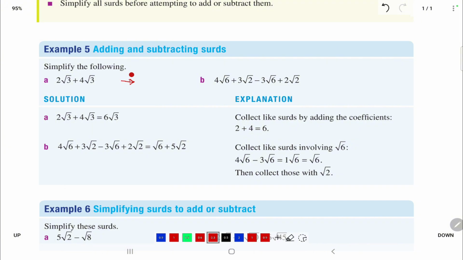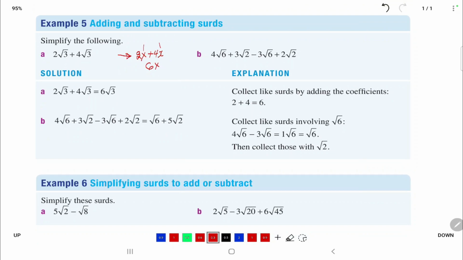It is exactly like when we say 2x plus 4x. You remember this one from algebra. You see x and x, they are similar, so we can just add 2 to 4, so it will be 6 multiplied by x. And this is exactly what we are doing with surds. Now come to this example.